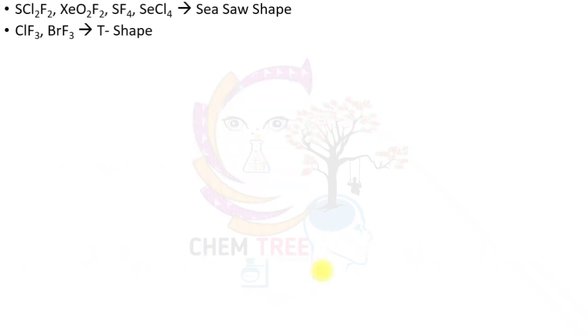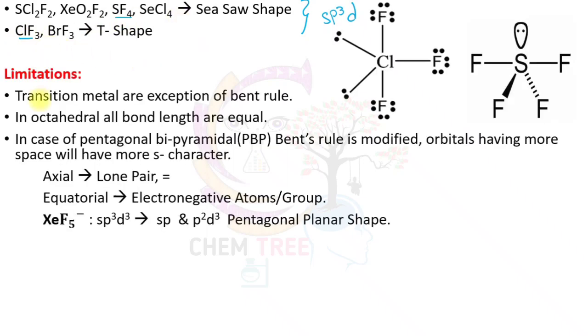We can give many examples for sp3d hybridization. These are examples, and the shape will become seesaw shape for SF4 and T shape for ClF3. And the next one, limitation of Bent's rule.